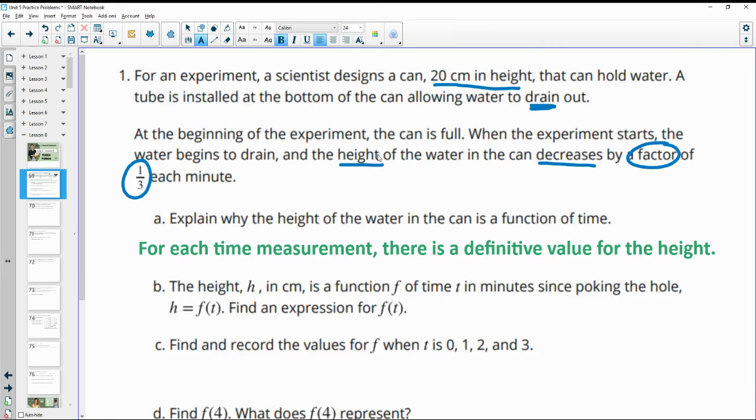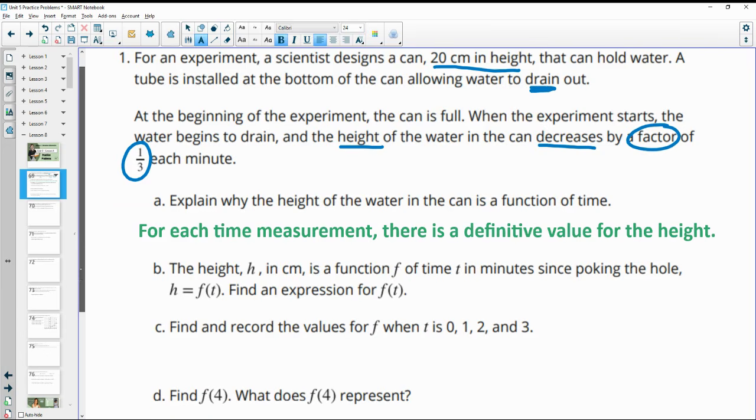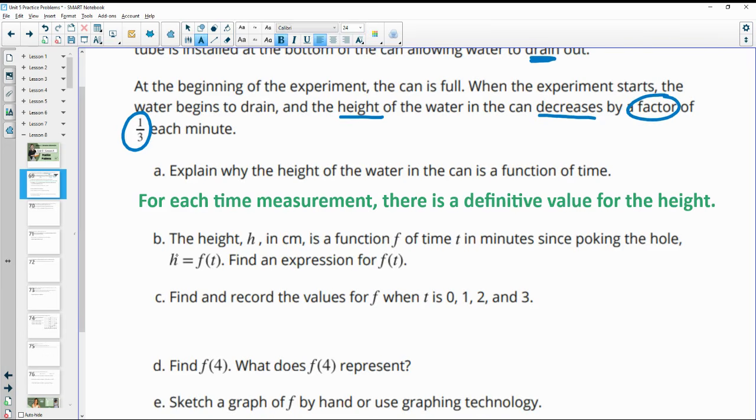For B, it says the height h in centimeters is a function f of time, t minutes, since poking a hole. And so then it's saying h, or the height, equals a function of time. So write an expression for f of t. So f of t, we know that the height started at 20 centimeters. So that's our initial height. And then we know that the growth factor is 1/3. Okay, so it's decreasing by a factor of 1/3 each minute. And then that would be to the t power.